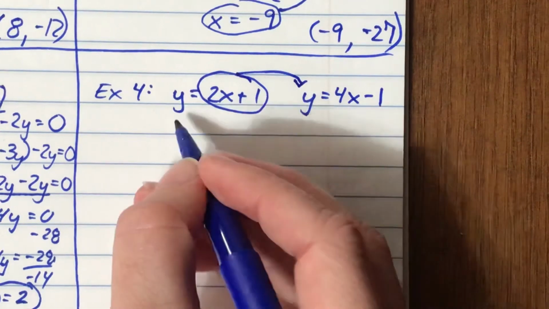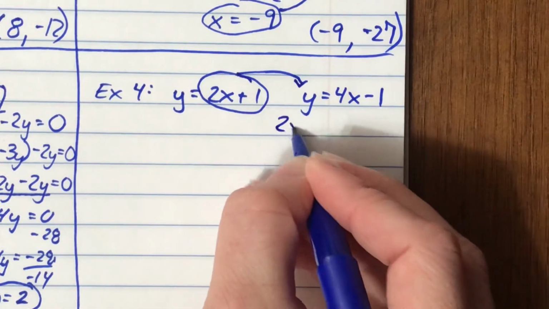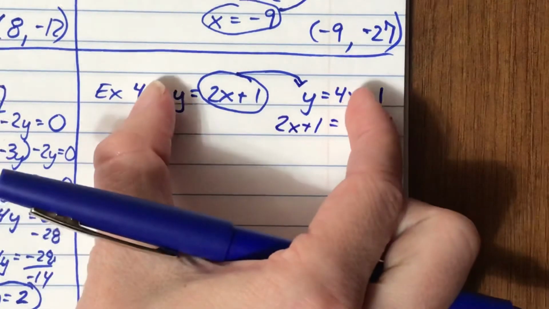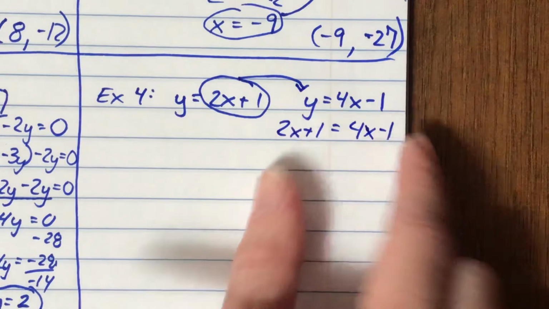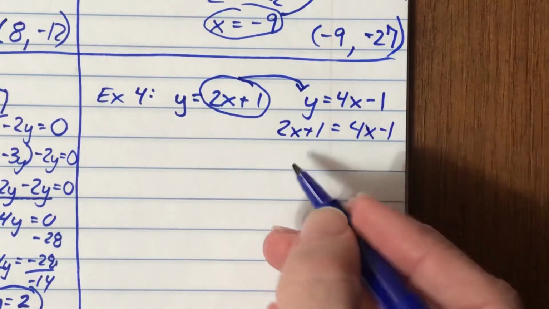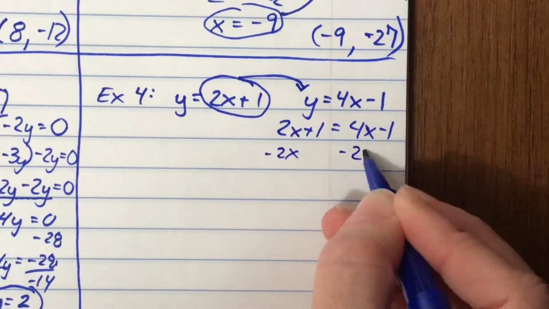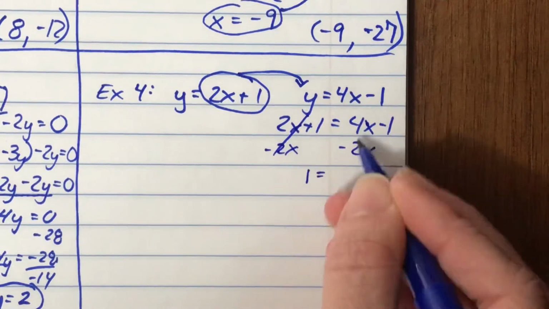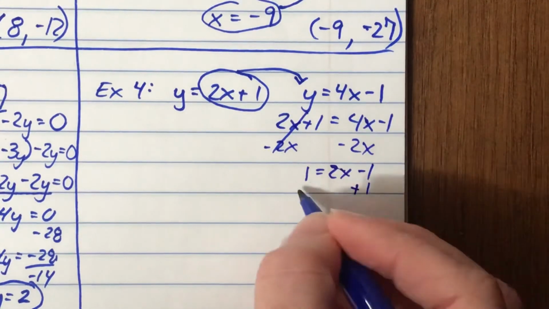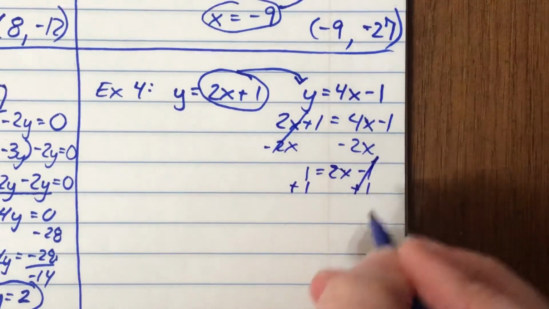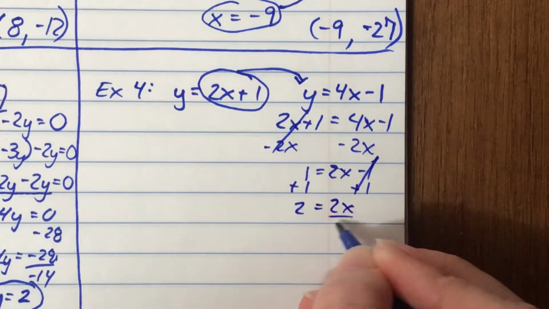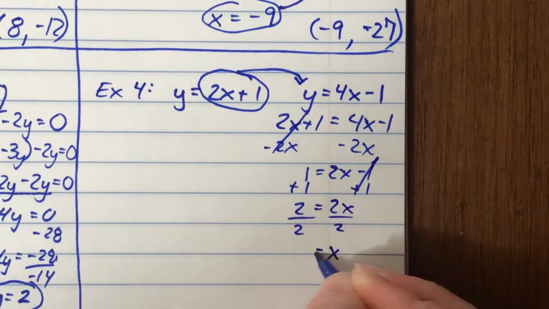So I'm going to make this initial substitution, and I'm just going to plug in the 2x plus 1 is equal to 4x minus 1. I'm really just going to set them equal to each other, right? Because if y is equal to this and y is equal to this, then these two things are equal to each other. Now, you are going to have to bring some variables to one side. So we'll subtract 2x from each side, and we get 1 is equal to 4x minus 2x is 2x minus 1. We're going to add the 1 to each side, cancel it out over here. We get 2 is equal to 2x, divide by 2, and we get x is equal to 1.